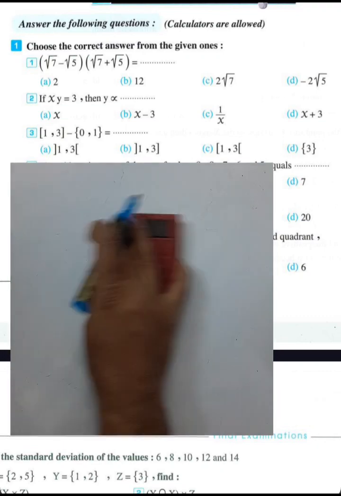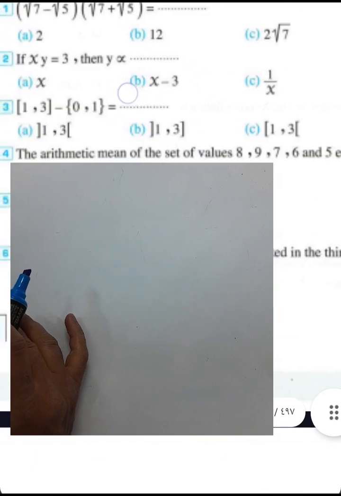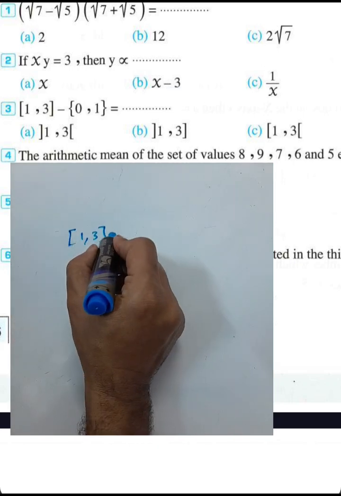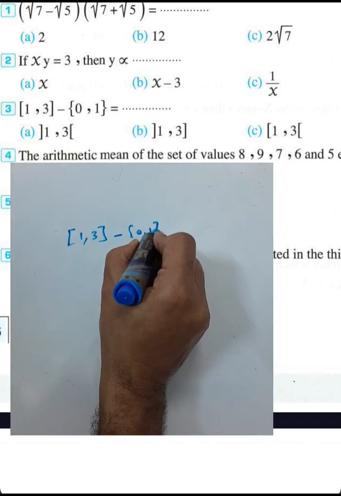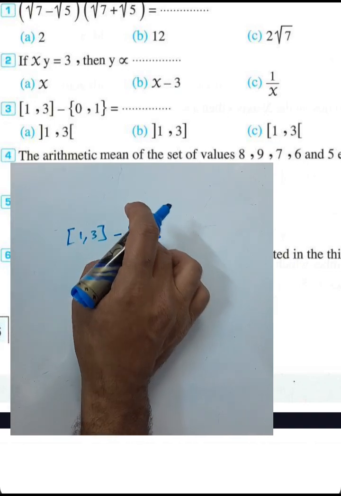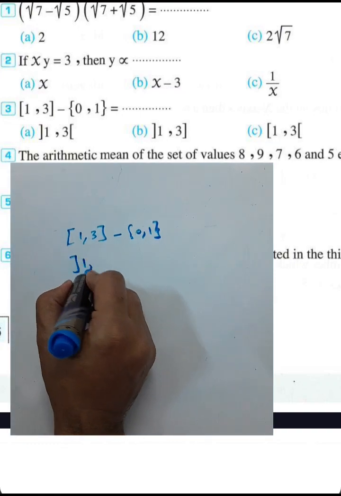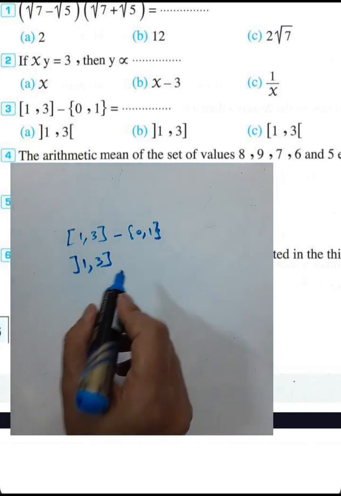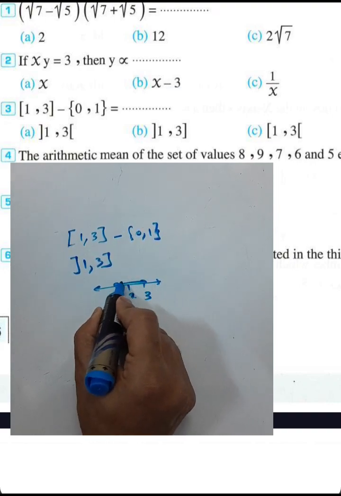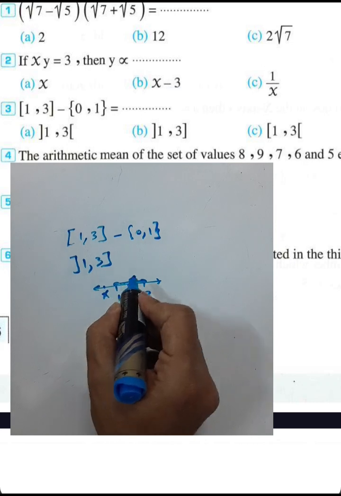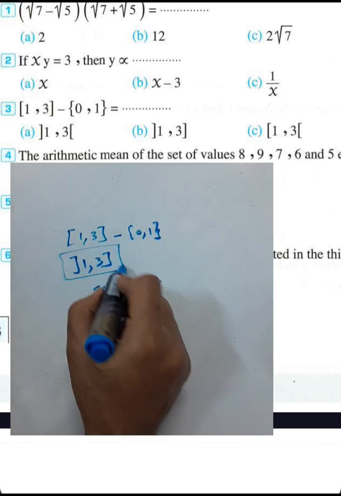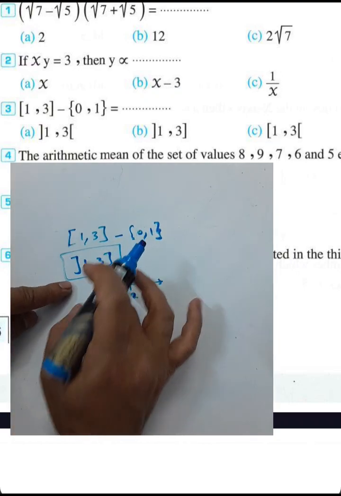Number 3, we have an interval, open here, closed. 1 and 3 was closed. Cancel from it 0 and 1. From 1 and 3 we don't have 1, we don't have 0, then we can cancel 1 only. It will be open from 1 to 3 closed. Understood? You want to cancel 0 and 1. 0 is not belonging to this interval, then we must cancel 1 only. Then the result will be open interval from 1 closed to 3.